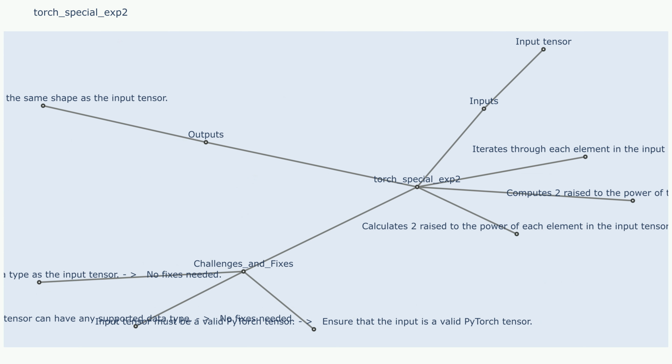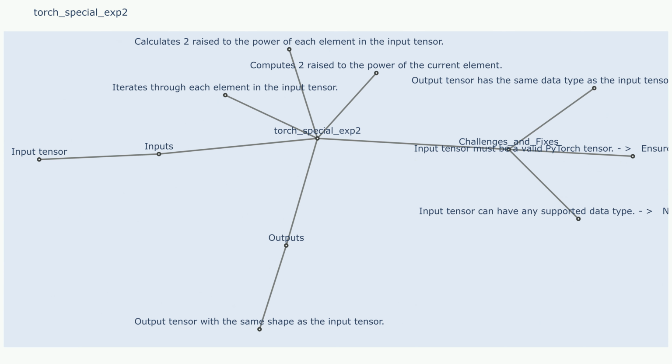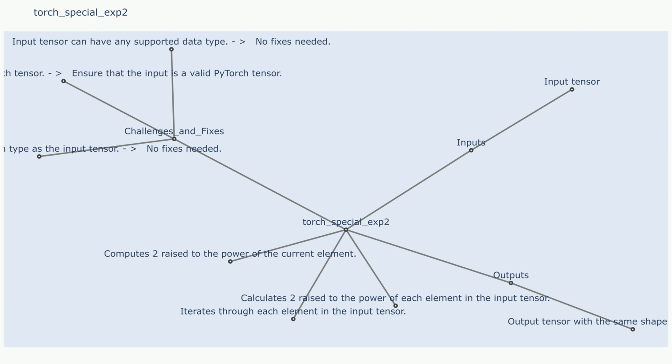Outputs. Output: a tensor with the same shape as the input tensor, containing the element-wise exponentiation with base 2. The data type of the output tensor is the same as the input tensor. Steps. For each element in the input tensor, the function calculates 2 raised to the power of that element. The calculated values are stored in a new tensor with the same shape as the input tensor.